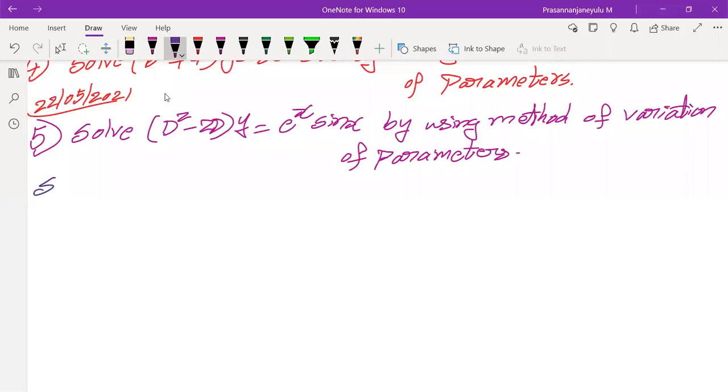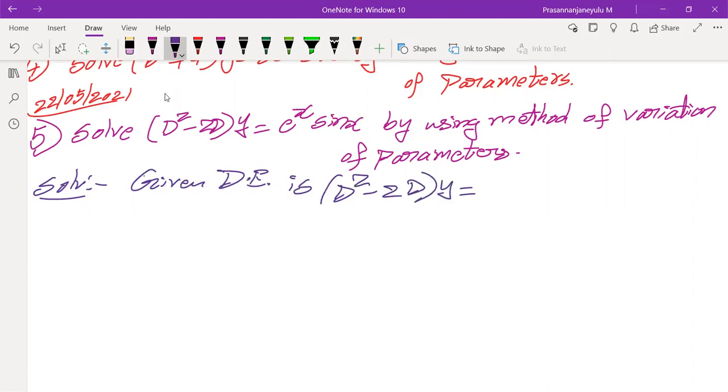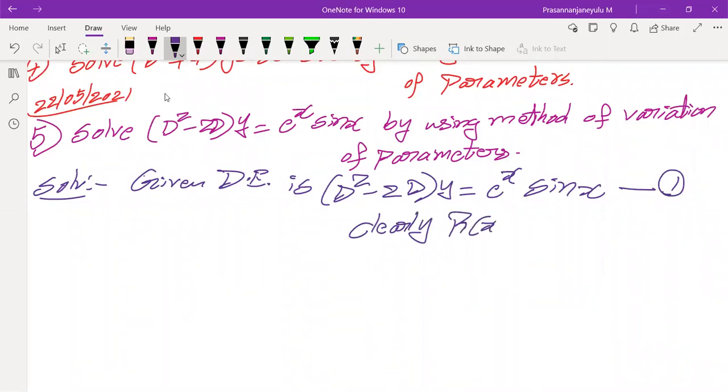Given differential equation is (D square minus 2D) of y equals e power x into sin x. What is the given differential equation? It is a second order linear differential equation with constant coefficients, and it is in the form of f of D of y equals r of x. So clearly, from the given differential equation, r of x equals e power x into sin x.